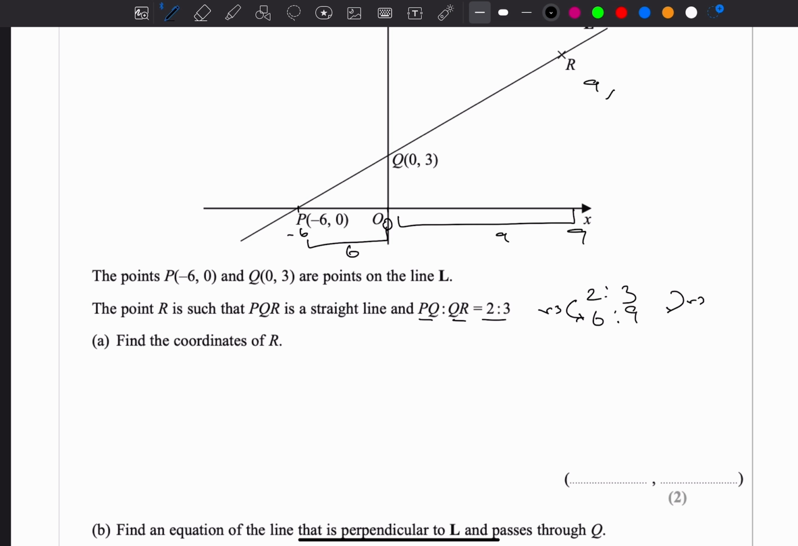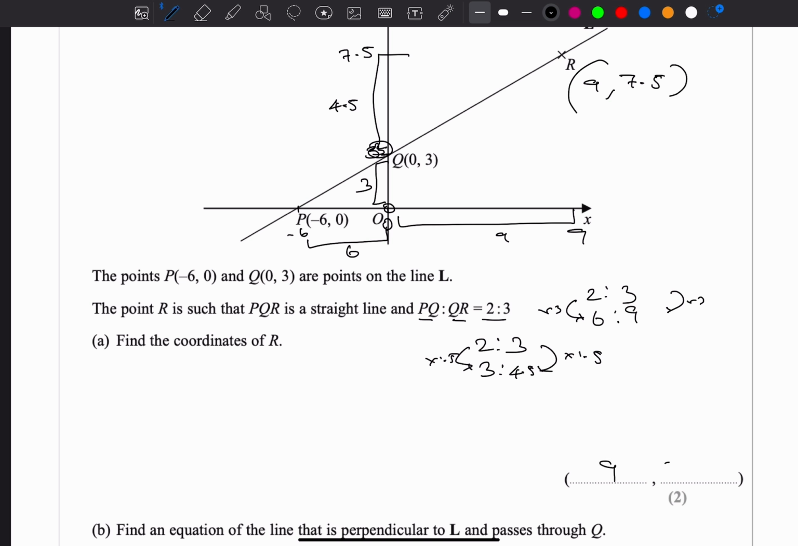So it's 9 comma something. This is a 0, and we go up to what number? That coordinate is 3. 2:3. How high do we go? 2 to go to 3 times it by 1.5, times this also by 1.5, which is 4.5. So from here to here is 4.5. So this was a 3, add 4.5 is 7.5. So that coordinate is 9 comma 7.5. Okay, just see how far and then do the ratio.